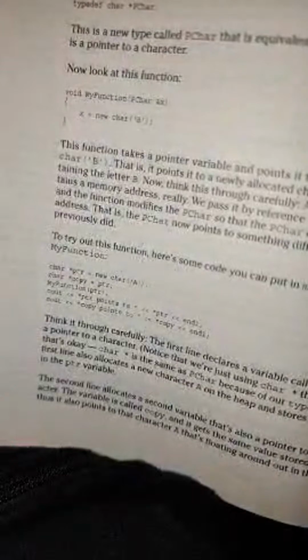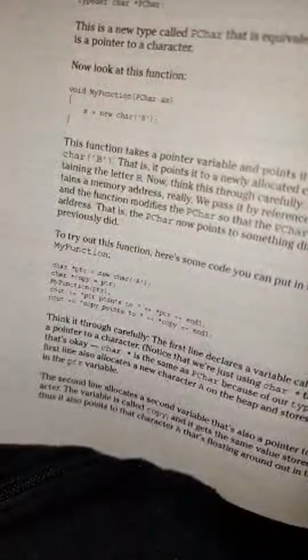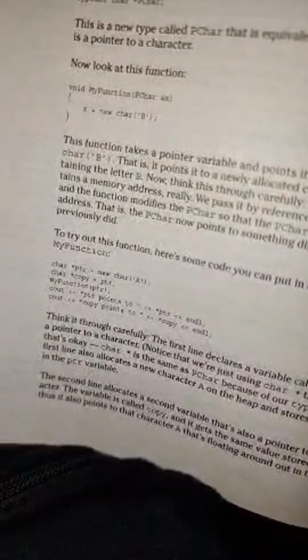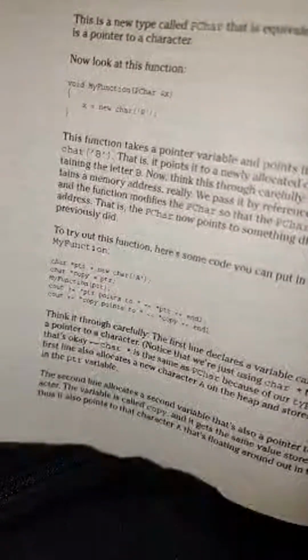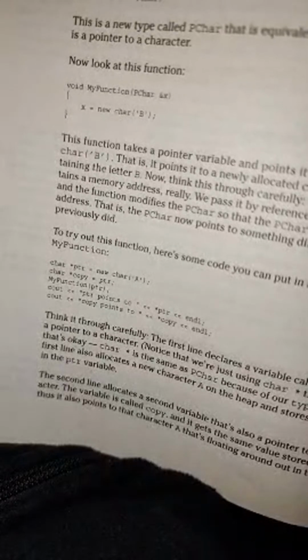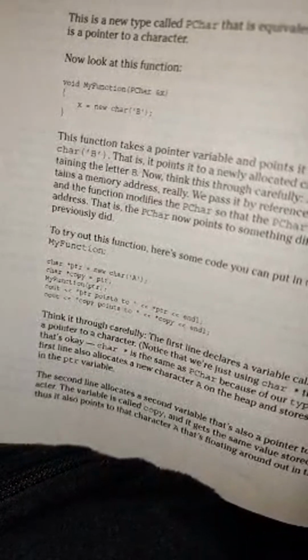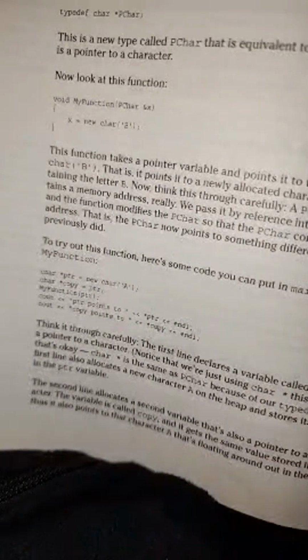To try out this function, here's some code you can put in main that tests myFunction. char* pointer = new char('A'); char* copy = pointer; myFunction(pointer); cout << "pointer points to " << *pointer << endl; cout << "copy points to " << *copy << endl; Think it through carefully.